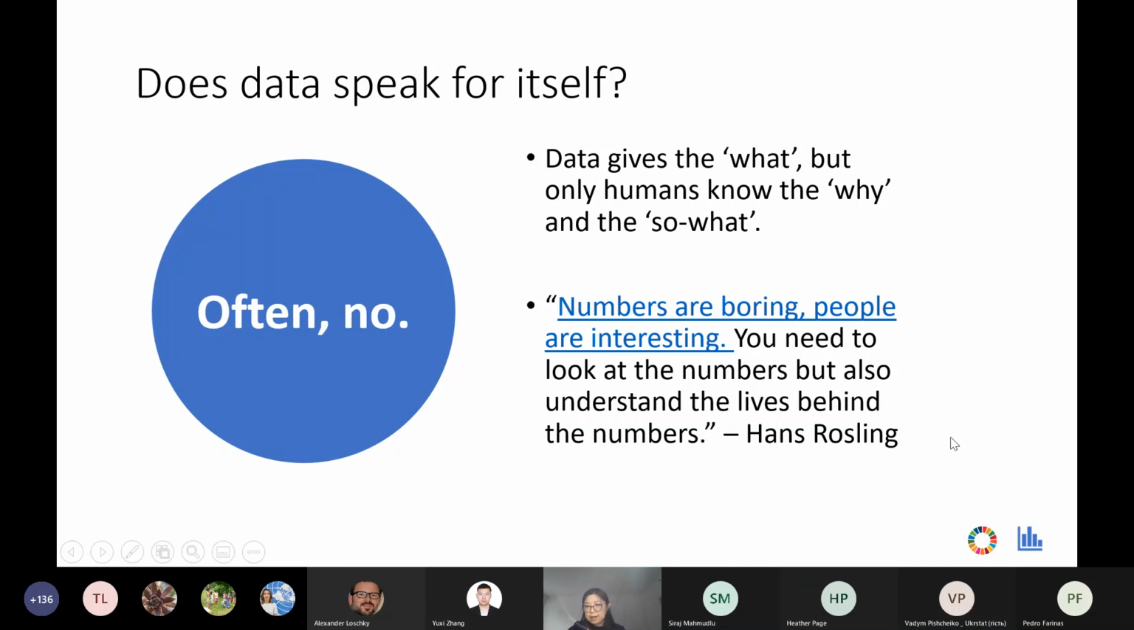So as data storytellers or communicators or whoever works with data, you need to look at the numbers, but also understand the lives and the meanings behind these numbers. Hans Rosling is a Swedish professor of international health, and he was a strong advocate for using data visualization to explore development issues. He was an exceptional speaker. So I hyperlinked one of his talks here. If you want to explore further, feel free. You won't be disappointed.